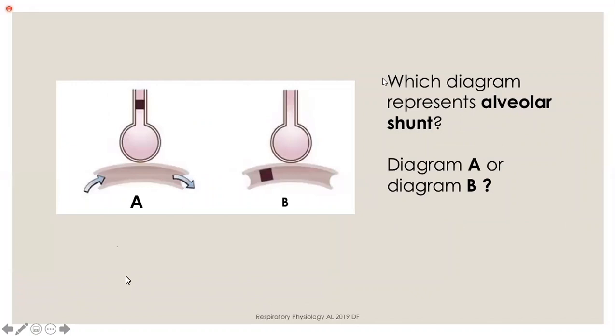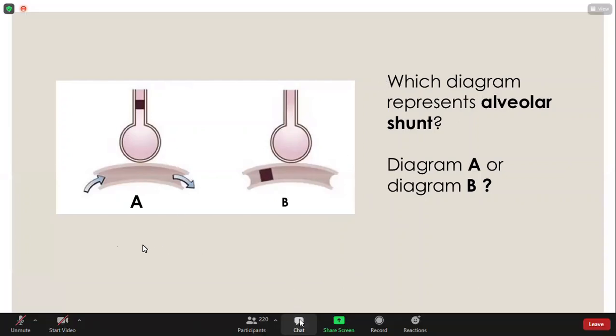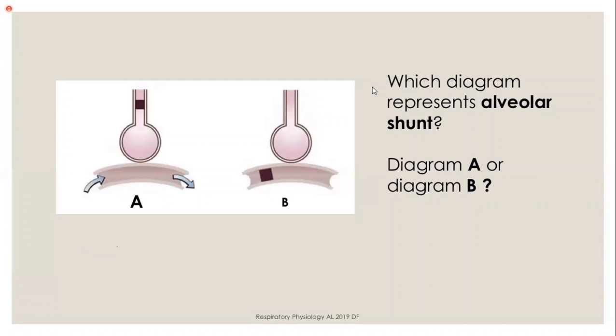So here again, an important concept in respiratory physiology, alveolar shunt, whether it is diagram A or diagram B. So it is diagram A, a shunt refers to a situation where deoxygenated blood coming to perfuse an alveolus is returning to the systemic circulation without getting oxygenated. So A is the diagram which represents the alveolar shunt.